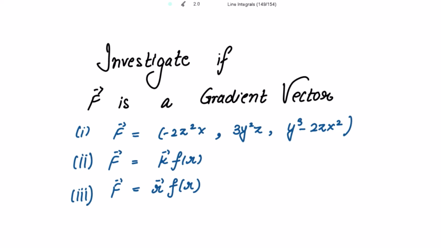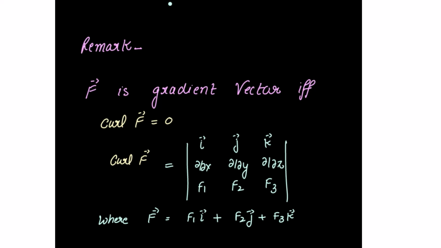So these are the three parts given to us and we need to check which one is a gradient vector. So there is a remark: F vector is a gradient vector if and only if curl of F vector is equal to 0. And how do we find the curl of F vector? That is equal to the determinant of this, where F vector is f1 i vector plus f2 j vector plus f3 k vector.